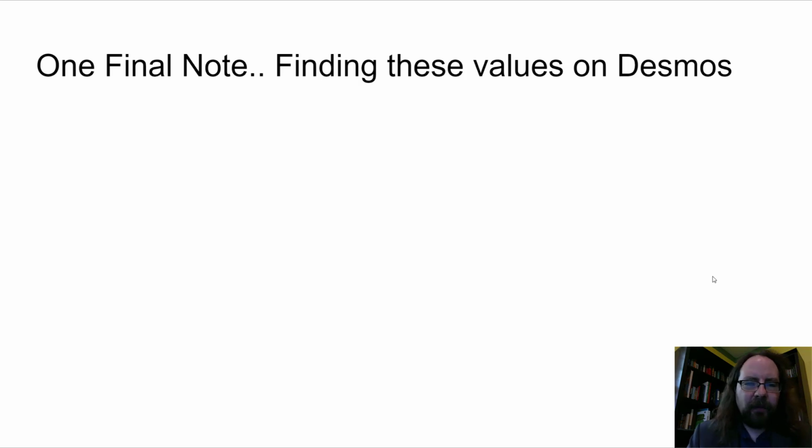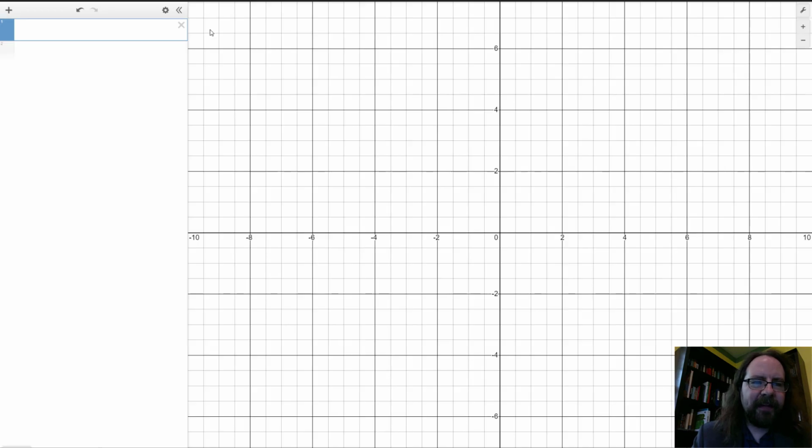So I wanted to add one final note, and that's how to find these values on Desmos, just in case you don't have a calculator or its batteries are dead or what have you. So I'm going to go into Desmos and I'm going to show you how to do that. I'm going to find the 95% confidence interval with a sample size of 100. We saw that in the table. That was the 2.01 that I had there.